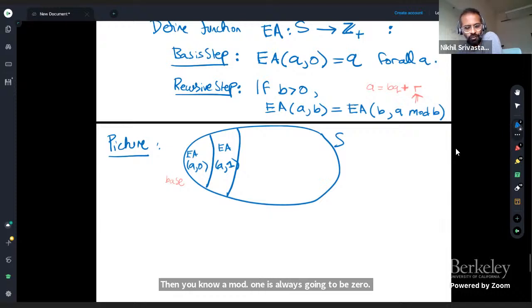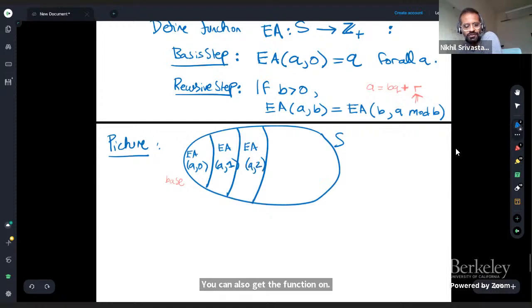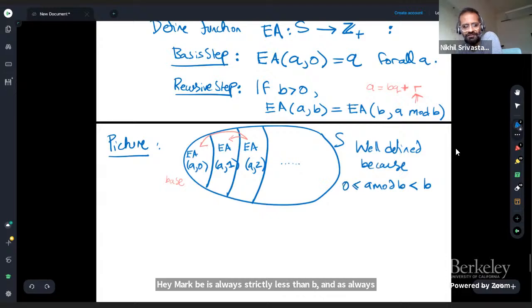But now once you know what the function looks like here, you can also get the function on all tuples where the second coordinate is 2. Why? Because when you take the remainder mod 2, it's going to fall into one of these categories, and so on, if you repeat this process. So this is well defined because A mod B is always strictly less than B and is always non-negative.